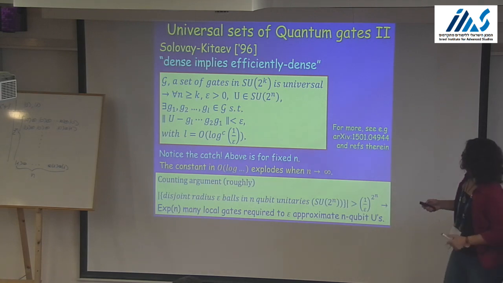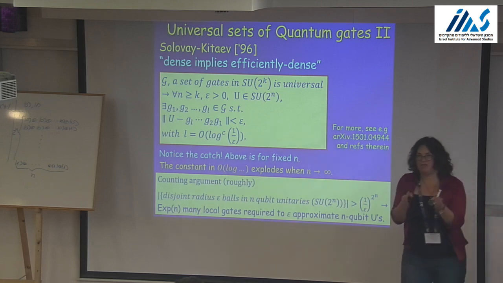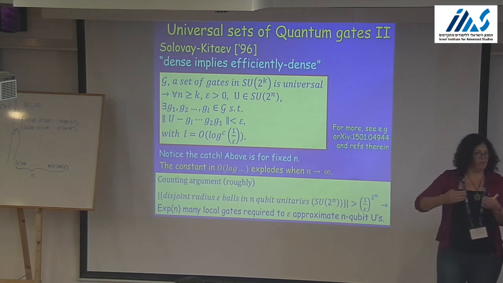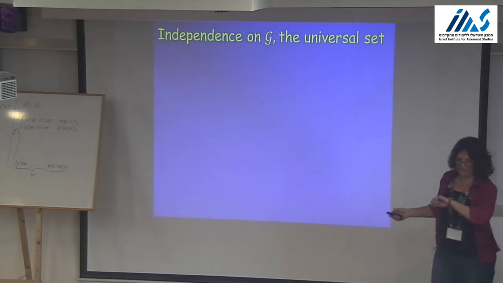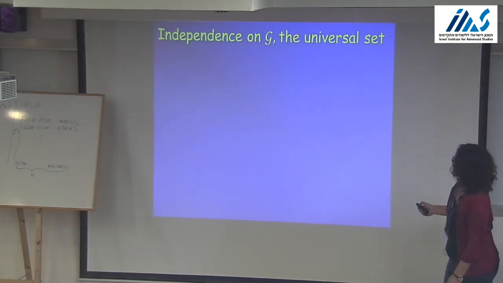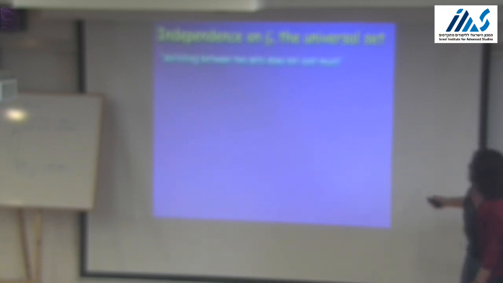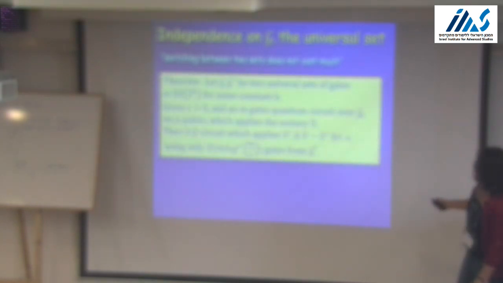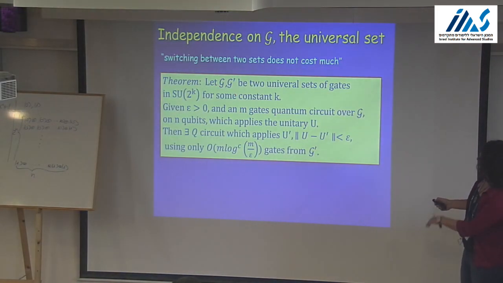Okay, so good. But as long as we restrict ourselves to a constant number of qubits, then we can move using universal sets of gates between different sets. We can approximate any gate that we want, as well as we want. So now we can say something about the independence of this whole definition on G, the universal set. Switching between two sets does not cost too much. The theorem is basically just what I told you in the last minute.